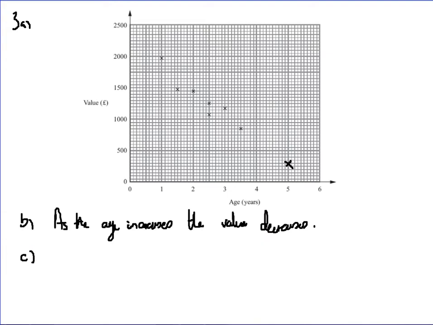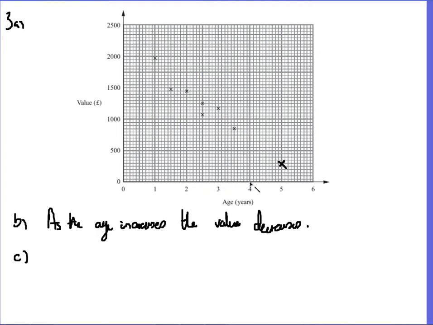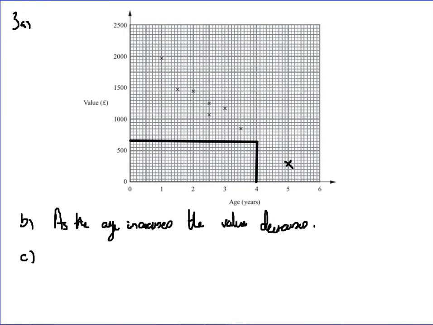Part C, a Valley motor scooter is 4 years old, estimate its value. So you'll go at 4 and go up to when you're in the sort of area of the values and go across. So I'm coming at 3 squares above 500, so I'm going to estimate that at £650. It's allowing anything from 500 to 800 there, inclusive.